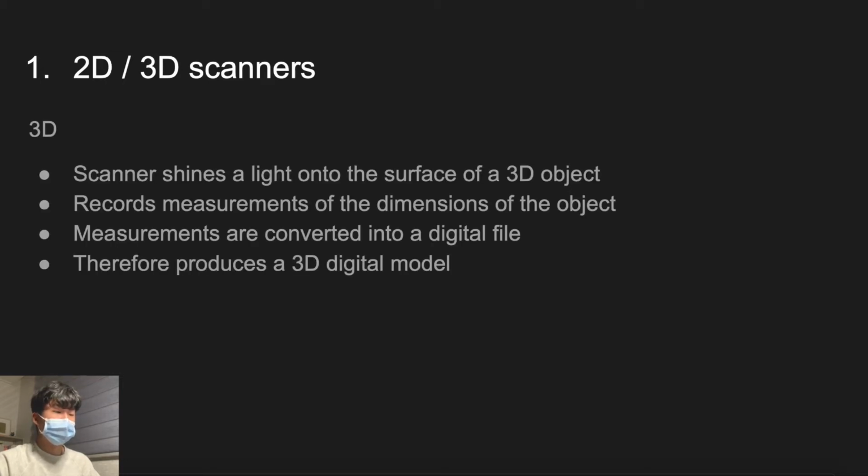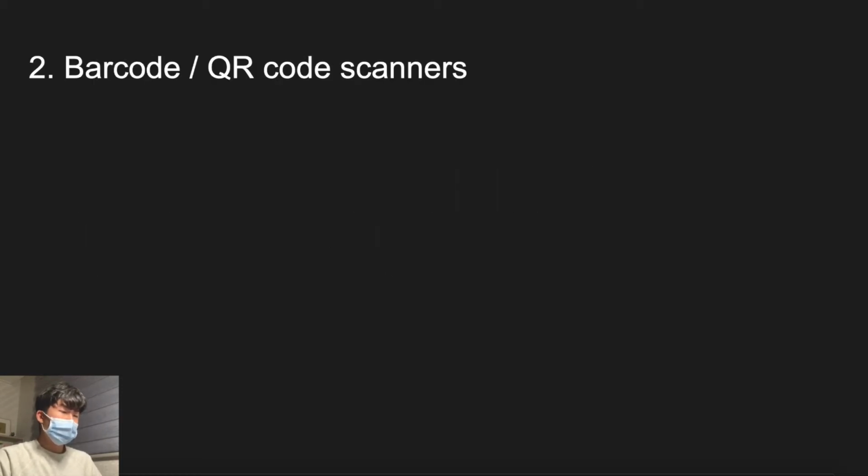For 3D scanners, the scanner shines a laser over the surface of a 3D object, not just one side of a document. It records the measurements of the dimensions of the object, so the different sizes, because it is a 3D object. Those measurements are converted to a digital file, producing a 3D digital model. You see how the function of these scanners is basically the same besides the dimensions? It just shines light, records measurements of reflected light, and converts that into a digital file. Just be careful that a 2D scanner produces a digital image, and a 3D scanner produces a digital model. The next question is about barcodes and QR codes.